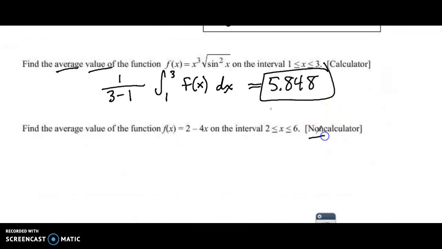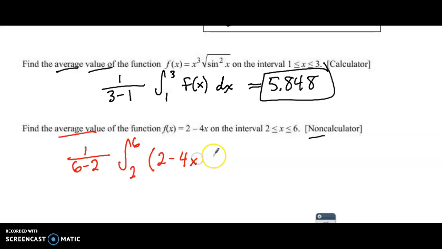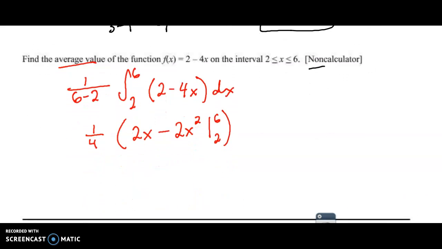So looking at the next one, it says it's a non-calculator, so let's power through without a calculator. We're practicing average value, so we're 1 over the bound, 6 minus 2, the integral from 2 to 6 of f of x, which at this point, because it's a non-calculator, I would actually write it out. So as I'm working through, I'm thinking 1/4 times the quantity, the antiderivative would be 2x, add 1 to your exponent, multiply by the reciprocal, or half of 4 is 2, from 2 to 6. I like to do that 1/4 at the end.